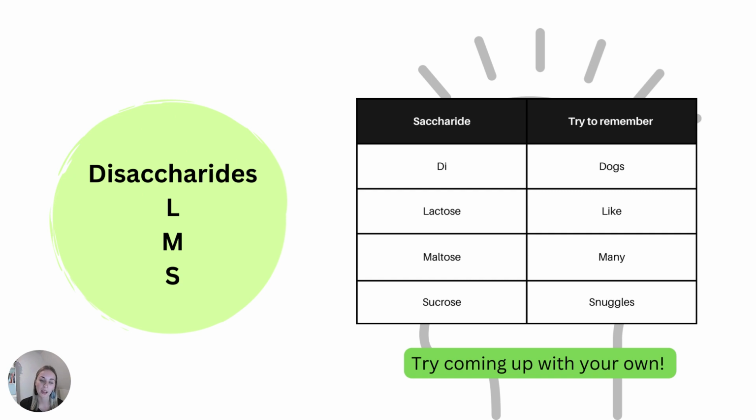I also came up with another way to remember disaccharides. So DLMS: dogs like many snuggles, which, dogs, cute, you know, is one way to remember it. It's up to you how you remember disaccharides.